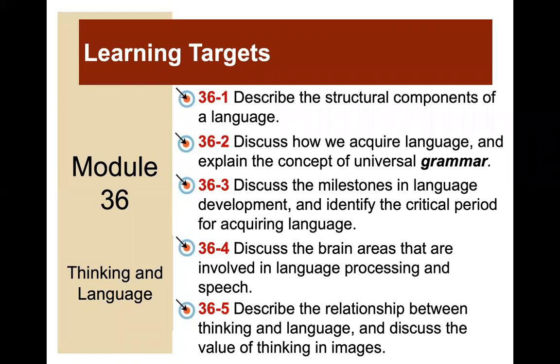The second is to discuss how we acquire language and explain the concept of universal grammar. Maybe a new concept to many of you. Discuss the milestones in language development, like how babies and young children develop language, and identify the critical period for acquiring language. Discuss the brain areas that are involved in language processing and speech, and describe the relationship between thinking and language, and discuss the value of thinking in images.